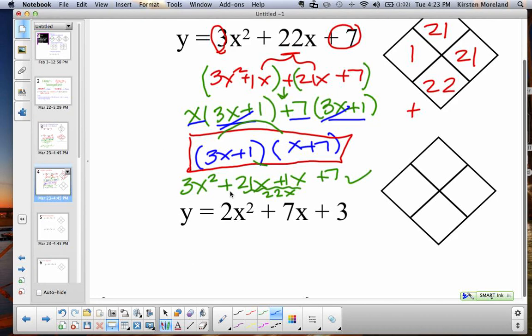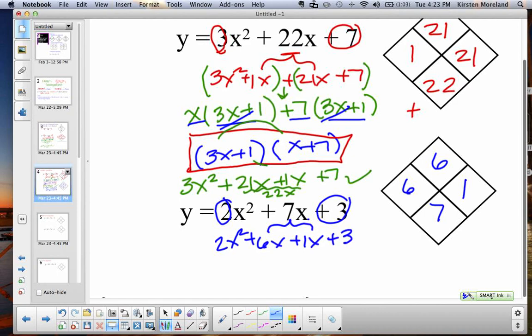Alright, the next one, I want you to pause the video and at least try to fill out your diamond and get your factors. If you can try it all the way through, go ahead. So I'm going to multiply the first number and the last number. 2 times 3 is 6. I'm going to multiply to 6, add to 7, so that's 6 and 1. You're going to split up your middle term into 6x and 1x. First term stays the same. Last term stays the same.